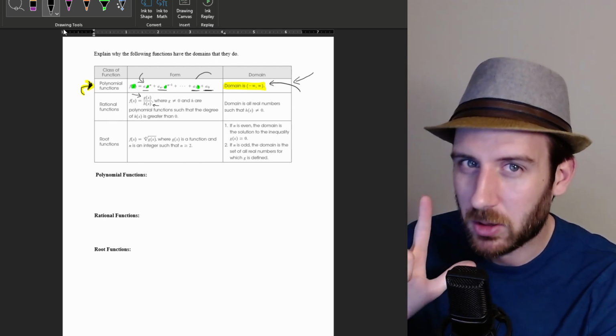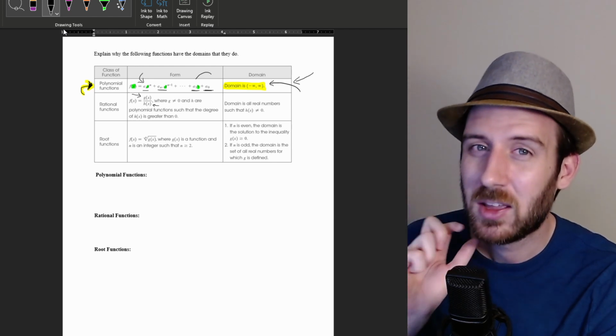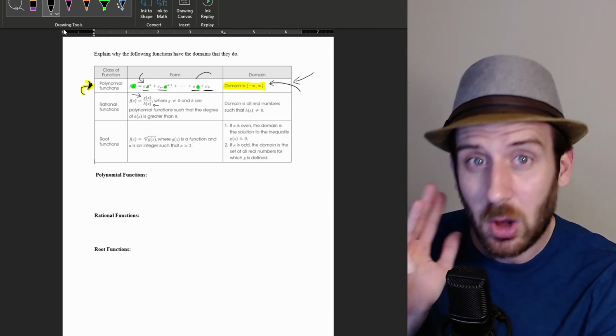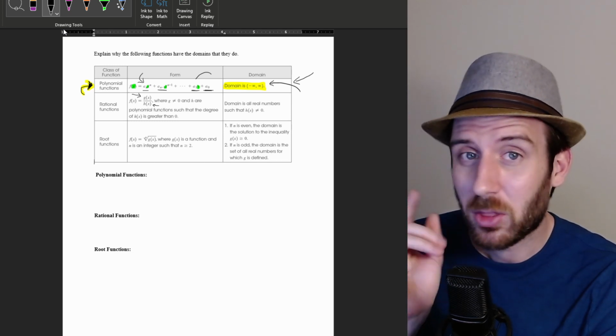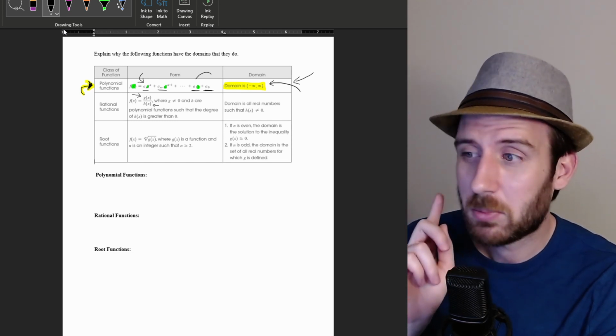There's no time you can't subtract by a number. There's no time you can't multiply by a number. Is there ever a time you can't divide by a number? And hopefully you're saying, yes, you cannot divide by 0. So that would be the only time where this would not be a function.